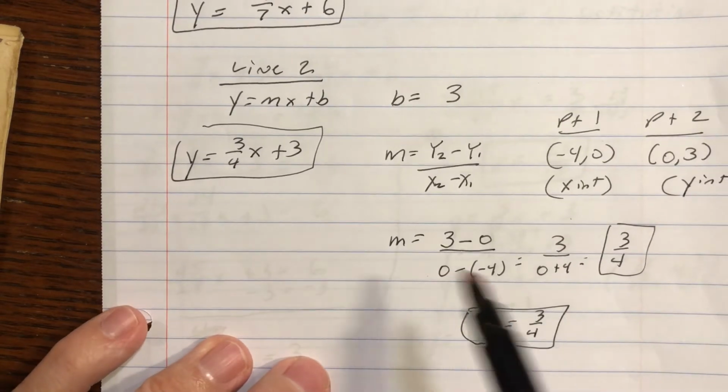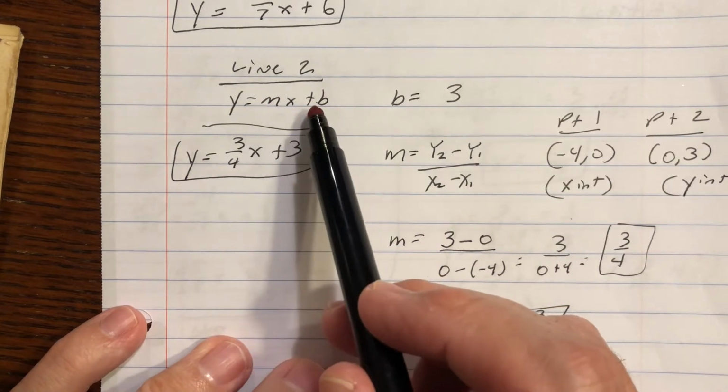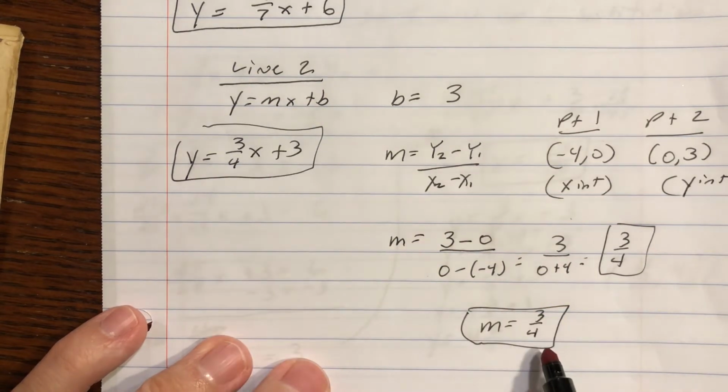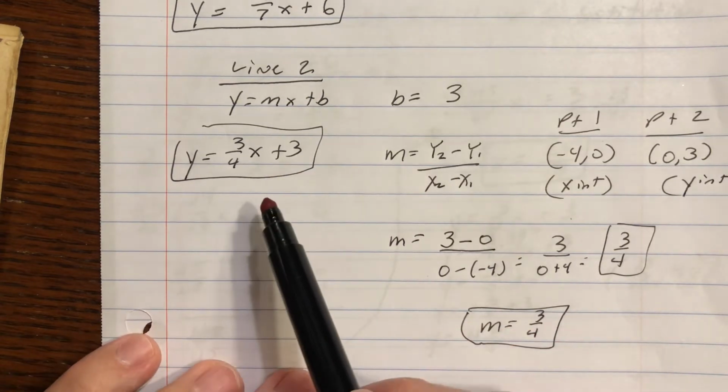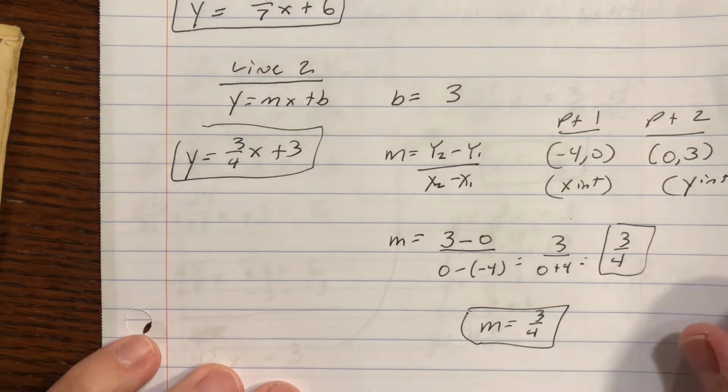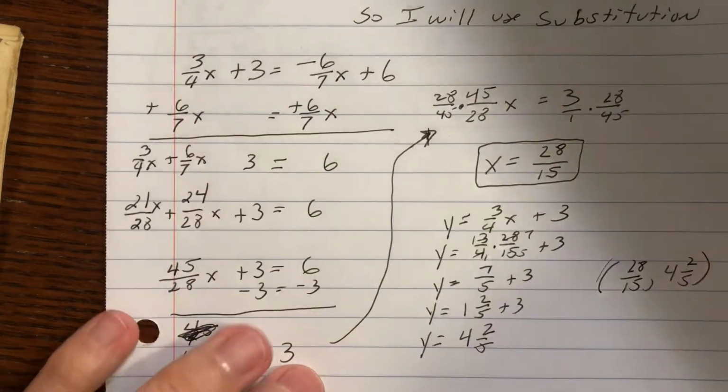Now, when I sub into this form, y equals mx plus b, I replace my m with the 3/4 and replace my b with the 3. All right, so I've got my second equation now, so I'm good there.